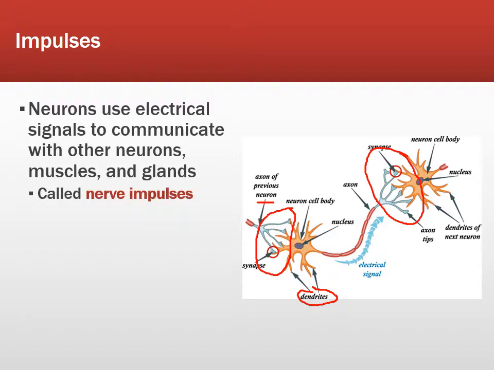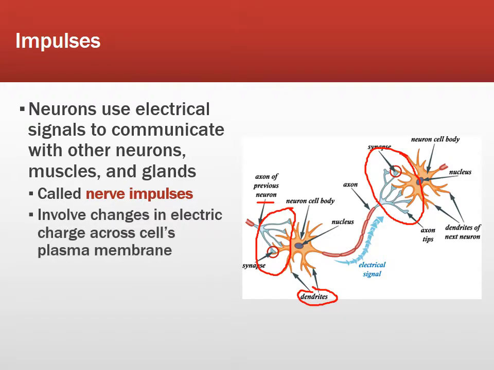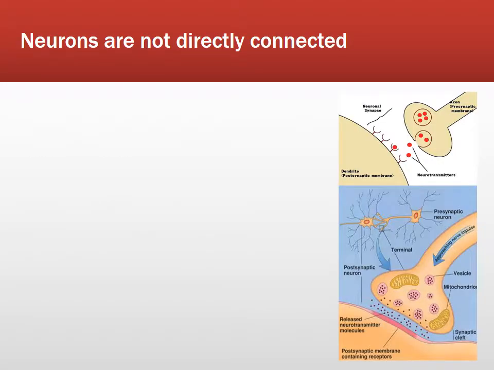This whole idea is called a nerve impulse, sending that electrical signal down one neuron to the next. It involves changes in electric charges across the cell's plasma membrane. How we actually pass that electrical signal on has to do with the different charges that we're giving inside and outside of the nerve cell. We'll be going over that in lots of detail, so don't worry too much about that yet.